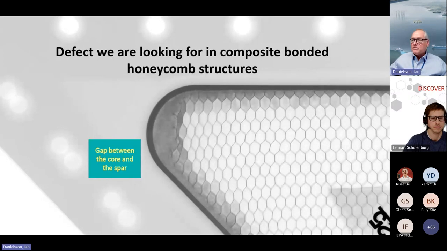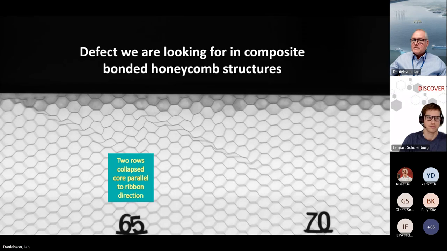On this image you can see a collapsed core, like some roofs, and there is a too large gap between the core and the spar. It is not acceptable according to the customer requirements. And on this image I have 2 rows of collapsed core, and they are too close to each other according to the requirements of minimum distance to adjacent indications. It's really good images that you can see.